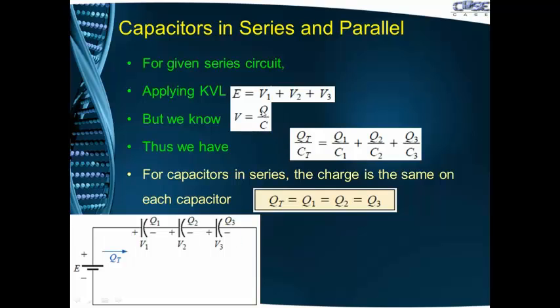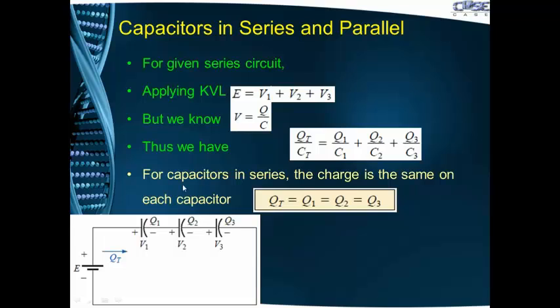So Qt by Ct would be equal to Q1 by C1, this is capacitor C1, Q2 by C2, V3 would be equal to Q3 by C3. So we can further proceed with this equation.